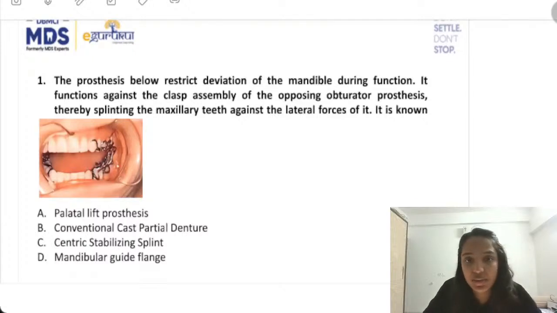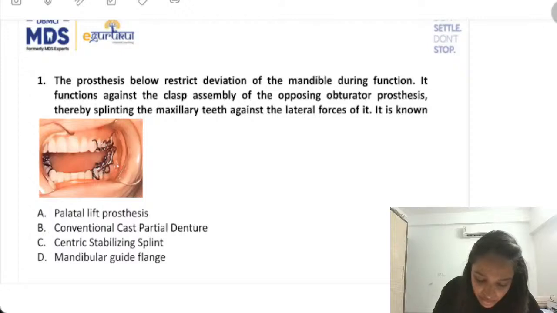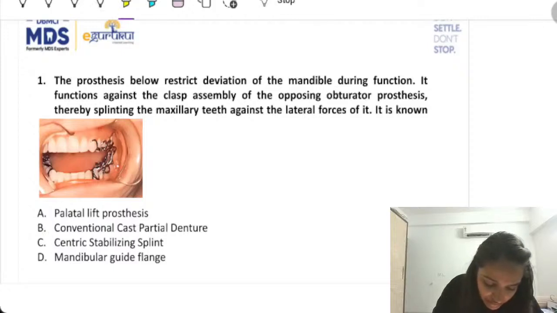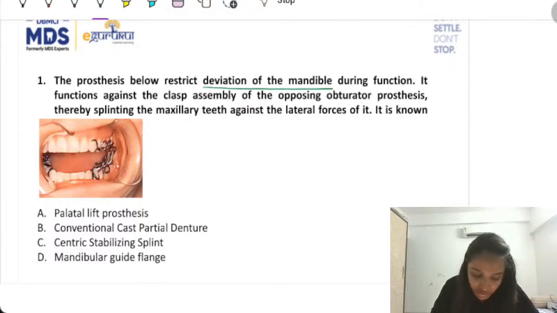The prosthesis shown in the image below will restrict the deviation of the mandible. The key word over here is deviation. It will restrict deviation of the mandible during function. It functions against the clasp assembly of the opposing obturator prosthesis, thereby splinting the maxillary teeth against the lateral forces of it. What is the name of this metallic prosthesis that you can see in the picture?